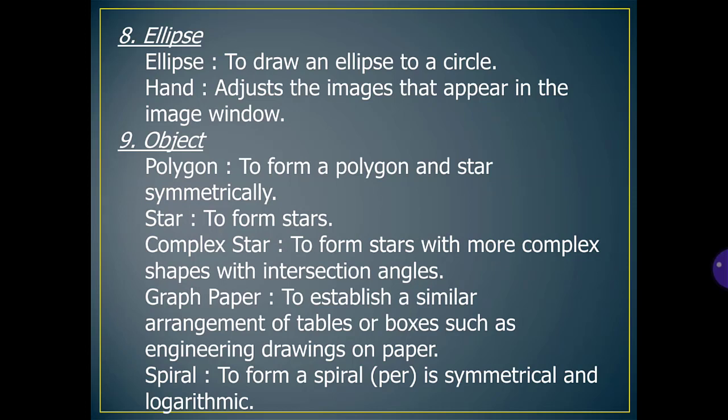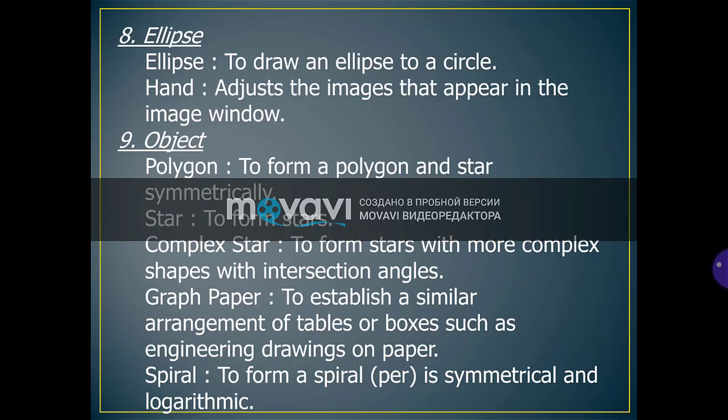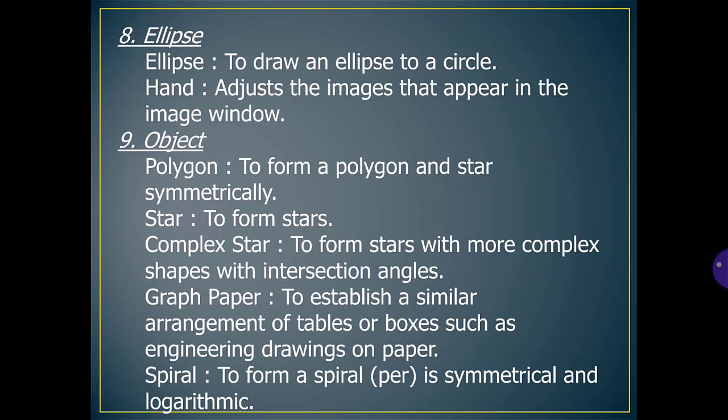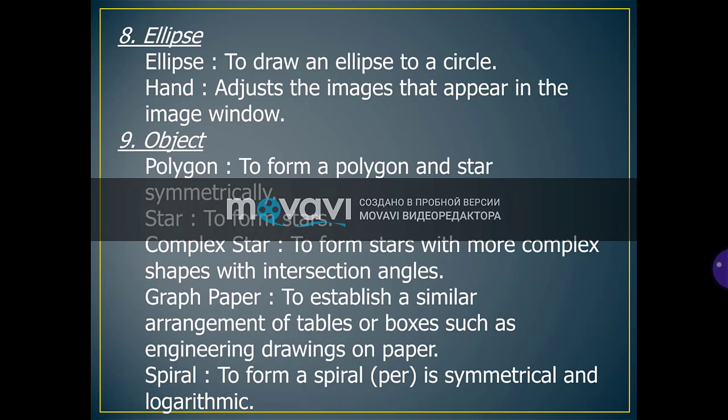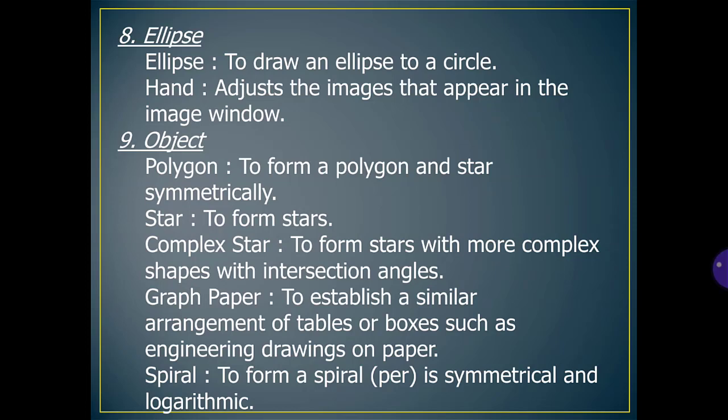9. Object. Polygon. To form a polygon and start symmetrically. Star. To form stars. Complex star. To form stars with more complex shapes with intersection angles. Graph paper. To establish a similar arrangement of tables or boxes such as engineering drawing or on paper. Spiral. To form a spiral that is symmetrical and logarithmic.